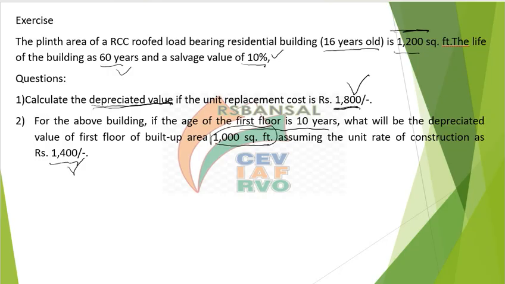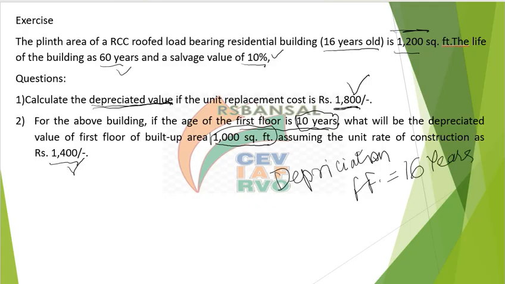Now remember, when you are doing questions like this, you have to check, though the age of the first floor is 10 years. But when you are calculating depreciation, you will assume the building's age for the first floor also. You will calculate depreciation for 16 years. Why?